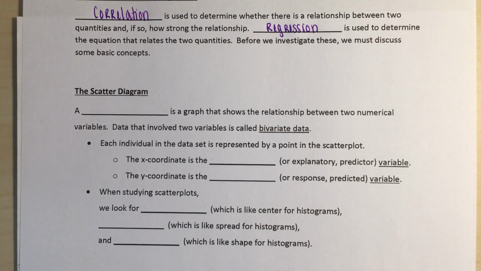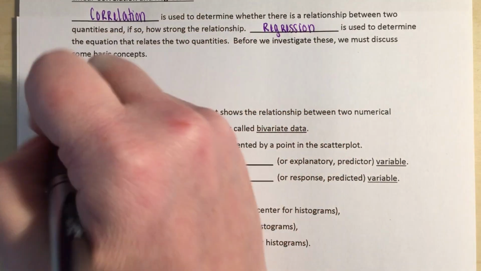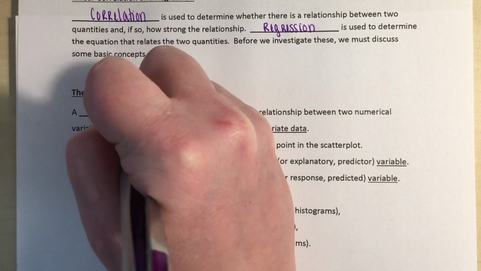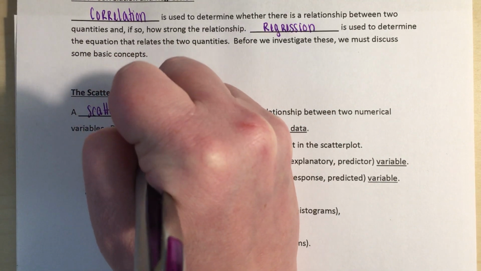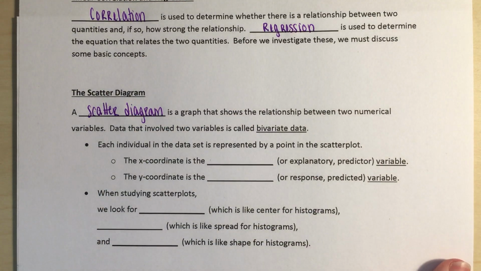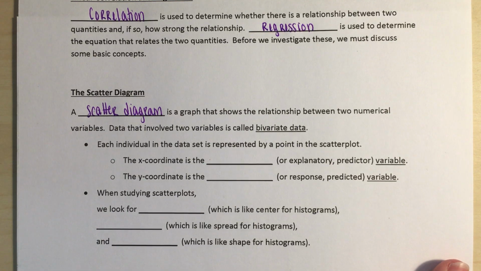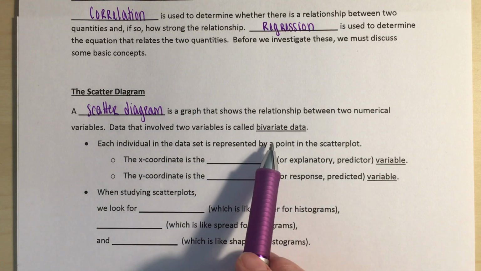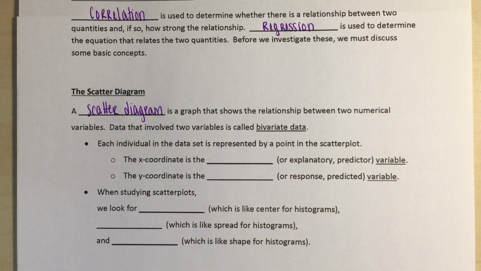So to start with some definitions, a scatter diagram, or scatter plot, as it's sometimes referred to, is a graph that shows the relationship between two numerical variables. Data that involve two variables is called bivariate data. We have bi meaning two, variate meaning variables, so we have bivariate data.